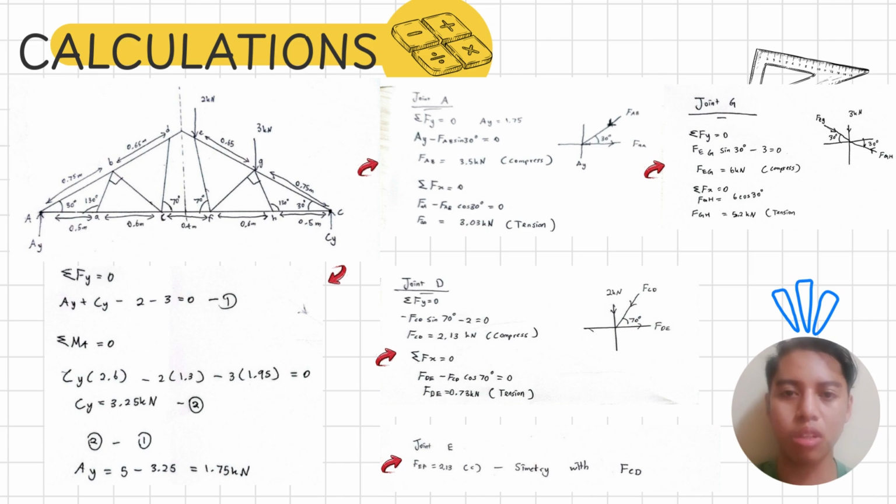From our overall equilibrium calculations, taking moments about point A, we obtain the reaction at C as Cy equals 3.25 kN. Using vertical force equilibrium, the reaction at A was found to be Ay equals 1.75 kN.